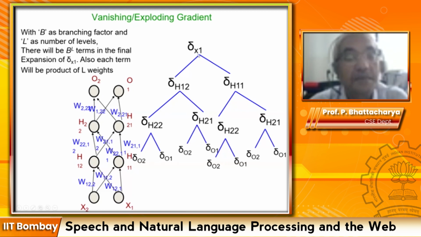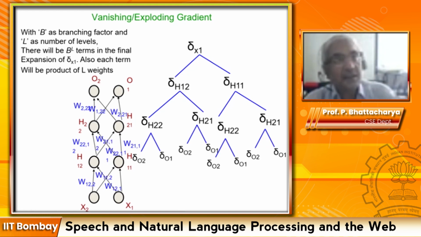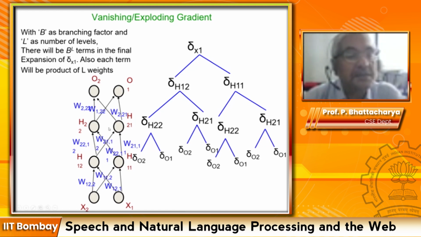So in the final expansion of delta x1, where the recursion will stop, it will have only the delta value of the output neurons, which will be expressed in terms of target and observation, target minus observation. No more recursion. So at that step of expansion, delta x1 will have b to the power L terms, where b is the branching factor, and each term will have L weights multiplied by a delta value. That delta value will become the final boundary condition, t minus o, multiplied by the derivative of the neuron's input-output function. So you can see that there is an exponential computation involved as the number of layers goes on increasing.